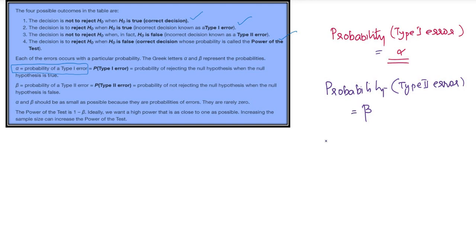Okay, and one more term is the power of the test, that is 1 minus beta. That particular value is known as the power of the test.